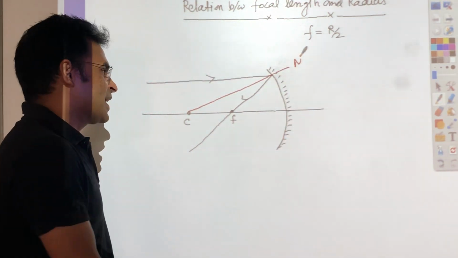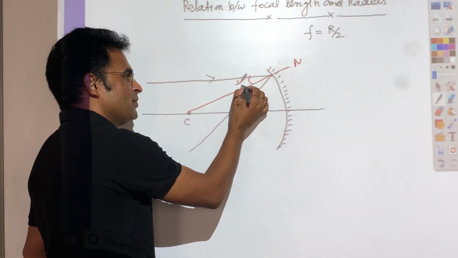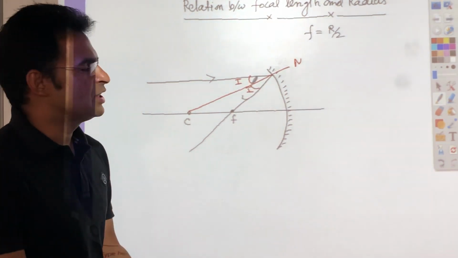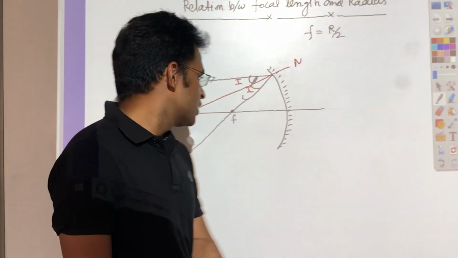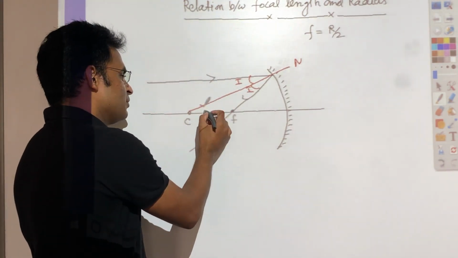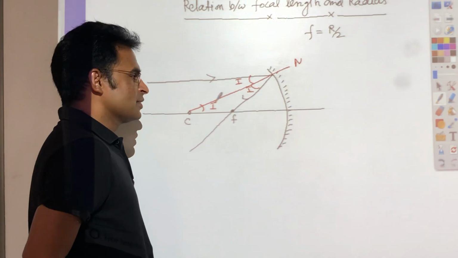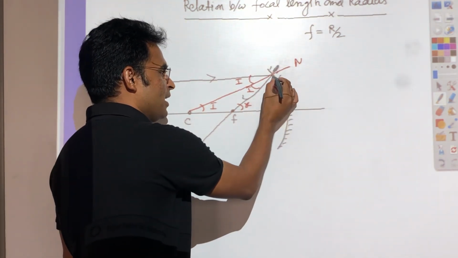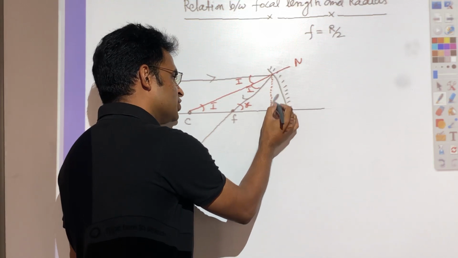So we know this is the angle of incidence and this one will be the angle of reflection, and the angle of incidence is always equal to the angle of reflection. That's why I am taking both angles as I. Now if this is I, this angle will also be equal to I. Let's say this angle is X. And this height I am taking as H.